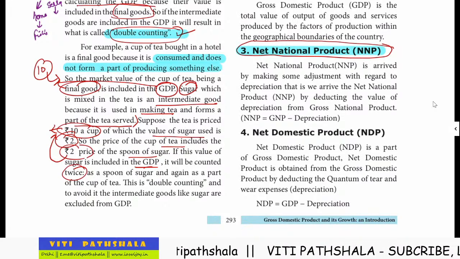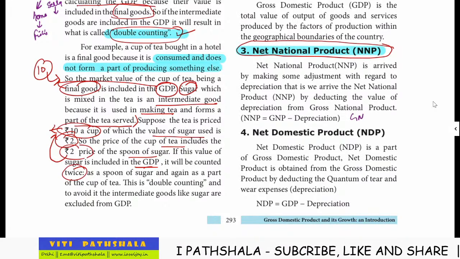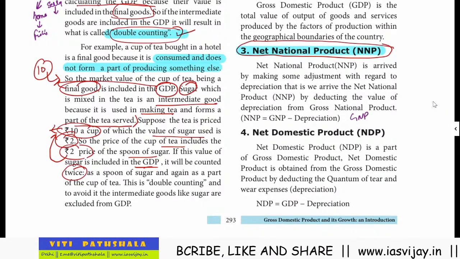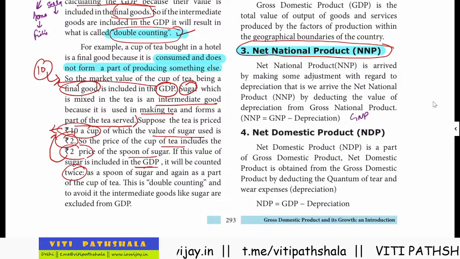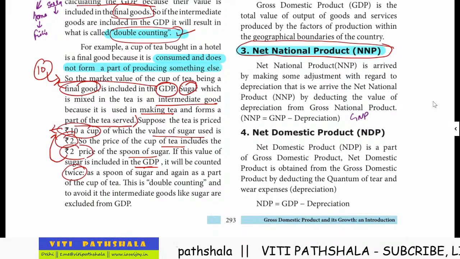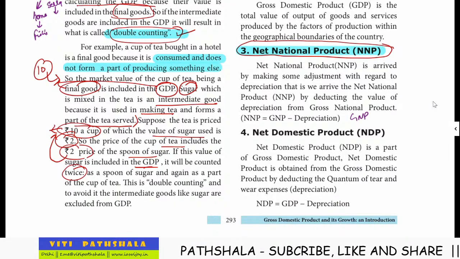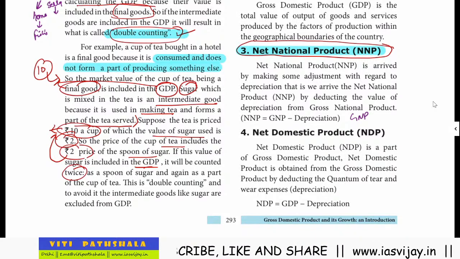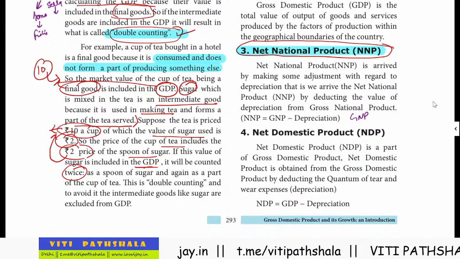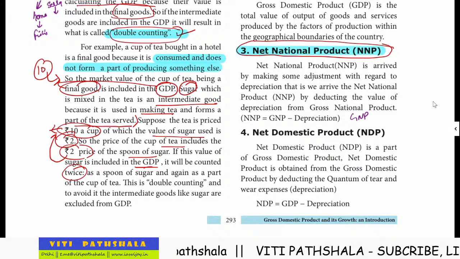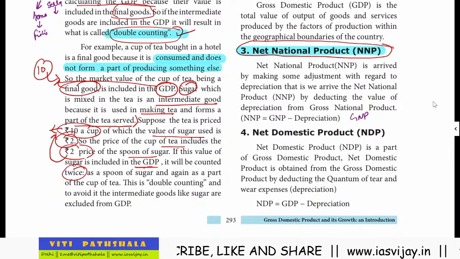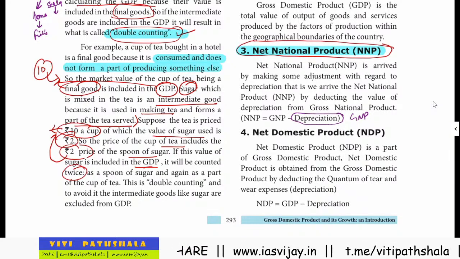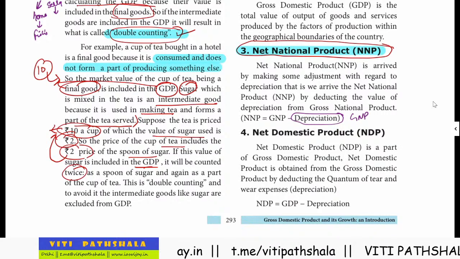So we have studied the GNP. Now what was the GNP? GNP was equal to consumption plus investment plus government expenditure plus exports minus imports plus net factor income from abroad, NFIA. Now in that production, a company must have some wear and tear also. So that is called depreciation. Some loss must have occurred. So if we minus that depreciation, we arrive at the net national product.